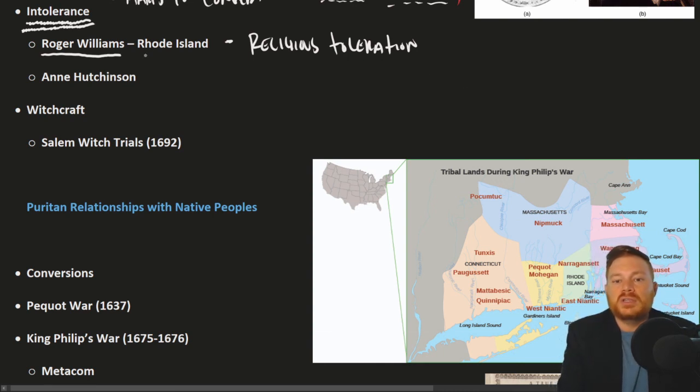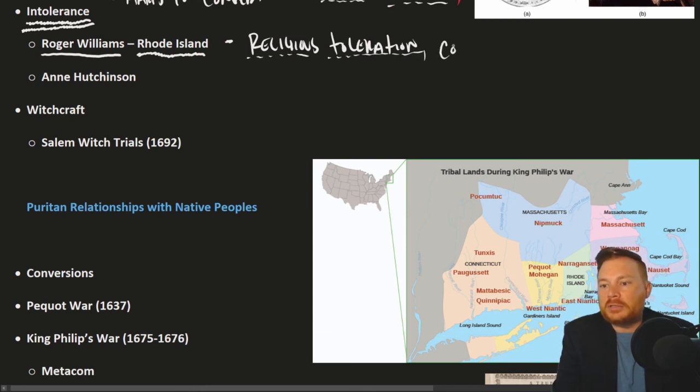Roger Williams then went on to create the colony of Rhode Island, which would serve within the English colonies as a colony for religious toleration. It really became a colony of Puritan outcasts in a lot of ways.